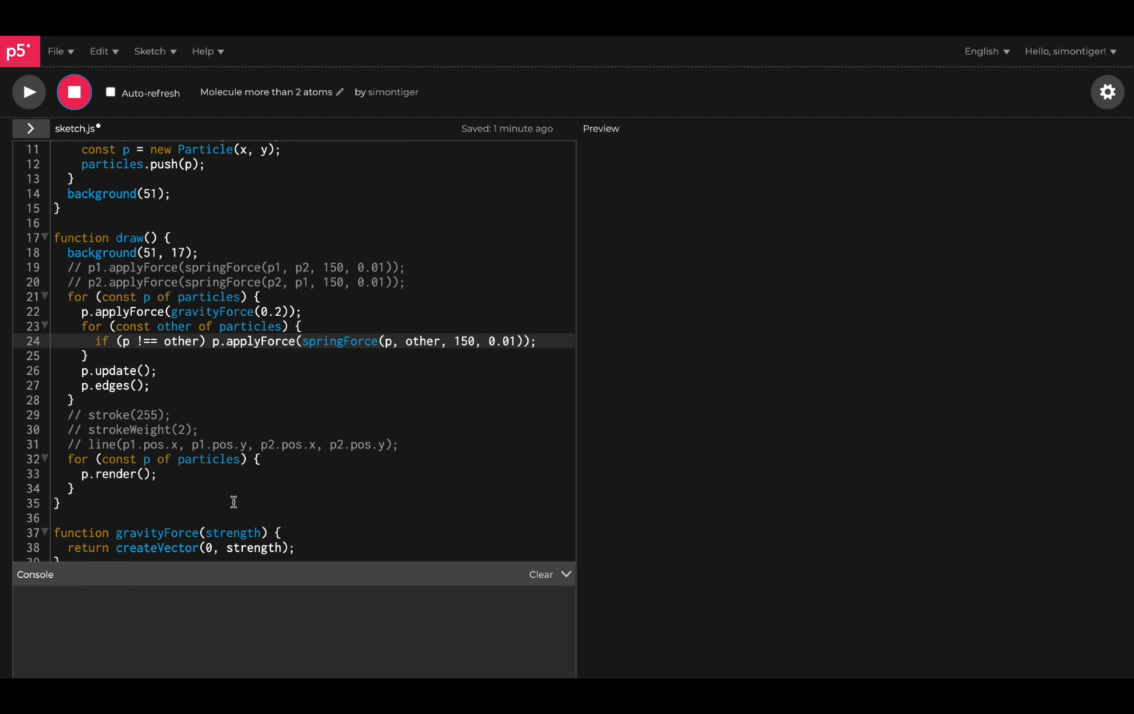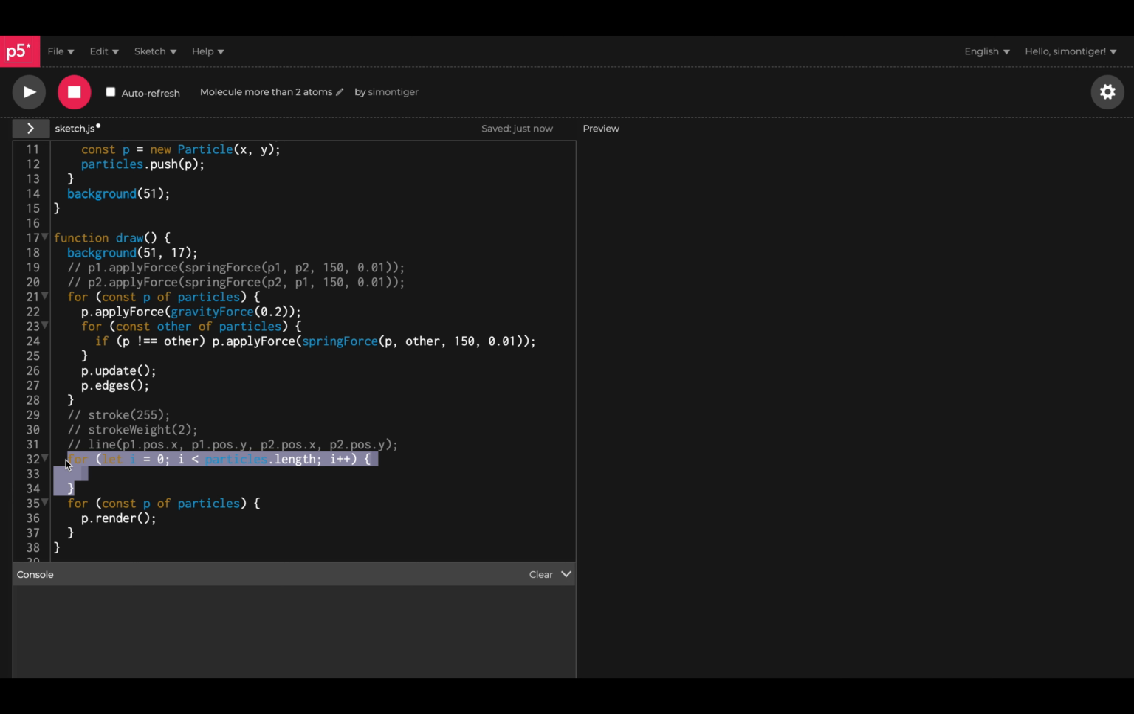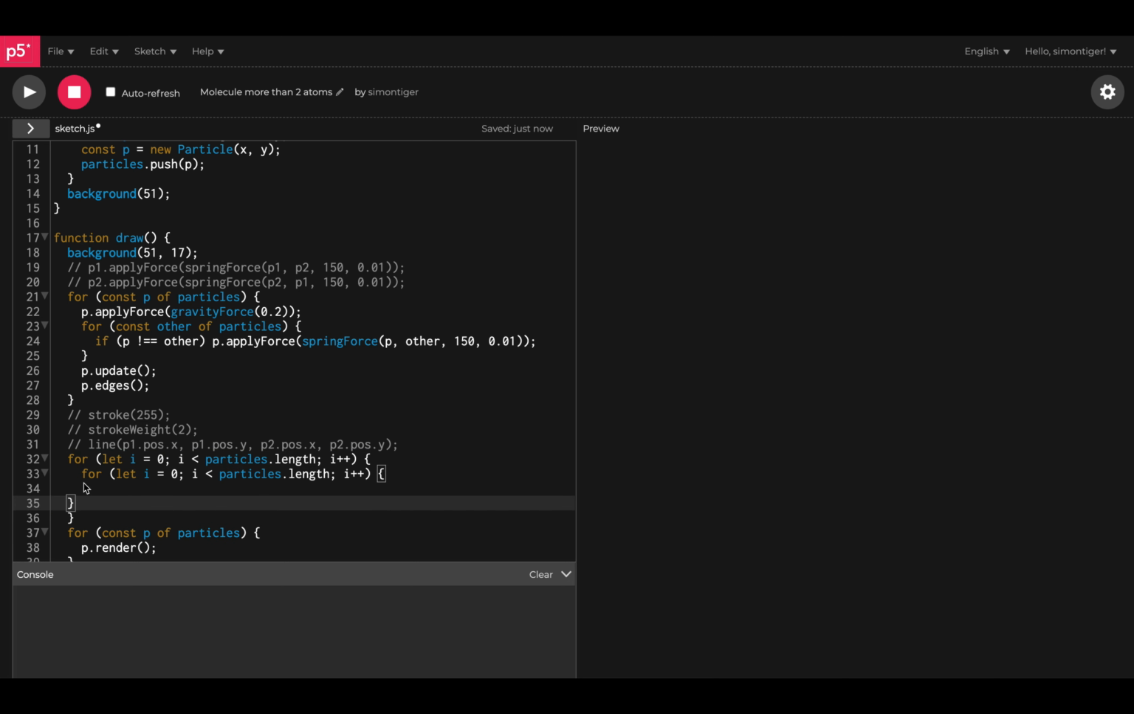I do need to connect them though. So I have to do the same loop here. Actually, let's do for let i equals 0 and i less than particles dot length, i plus plus. I'm going to do everyone after it. So I'm going to do j equals i plus 1. j is less than particles dot length, j plus plus.